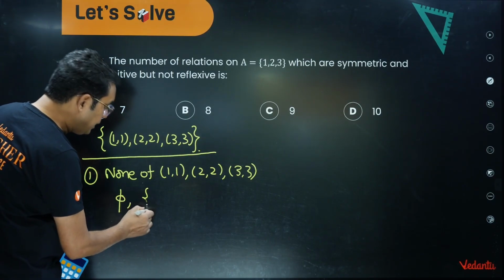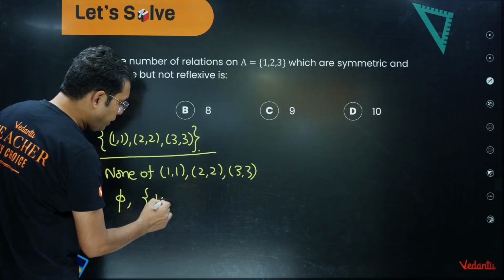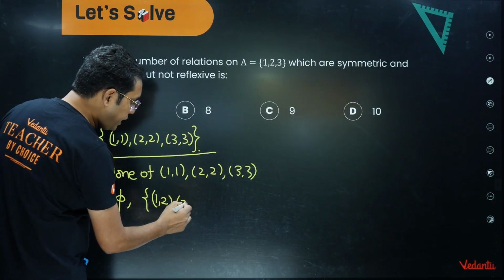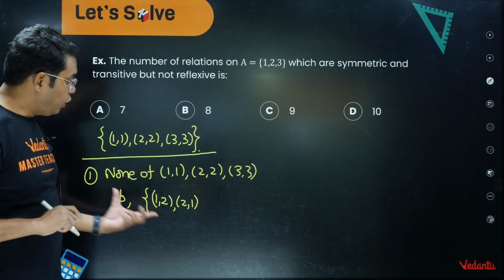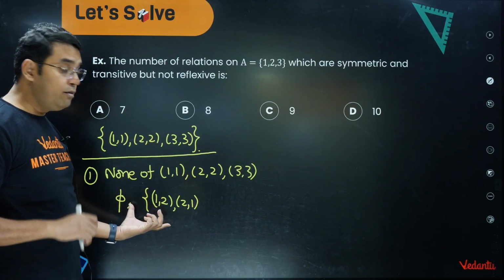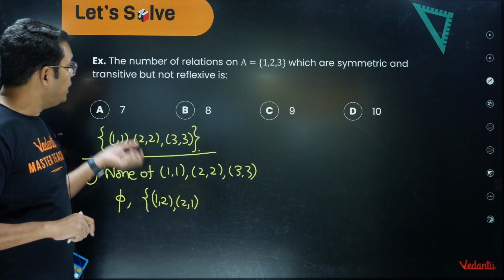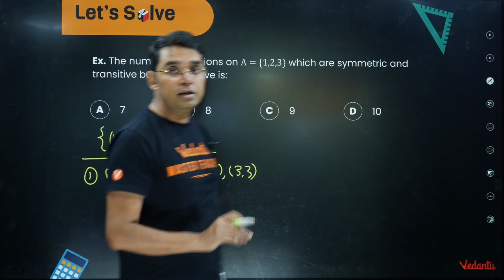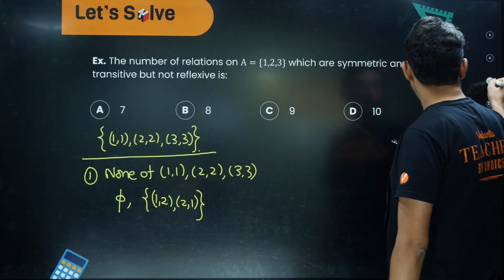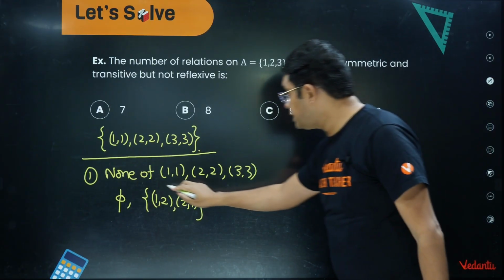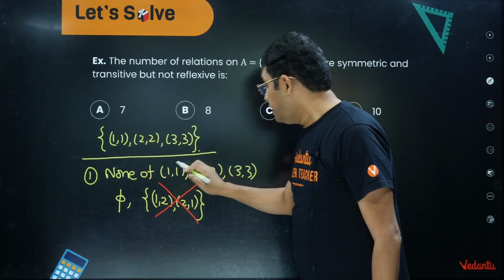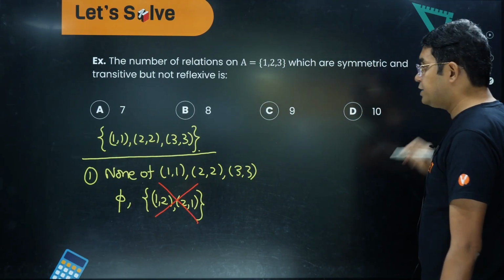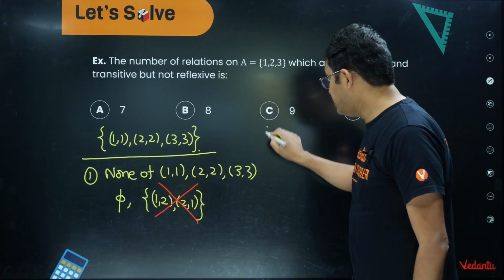Now coming to another relation, if I take, let's say, 1,2, then to make it symmetric I have to take 2,1. But if 2,1 and 1,2 are there, you will need 1,1 and 2,2 both in order for this to be transitive. So this can be symmetric, but it is not transitive. This means if I take none of 1,1, 2,2, 3,3, there will be only one relation, that is the null set. Okay, that is one case.